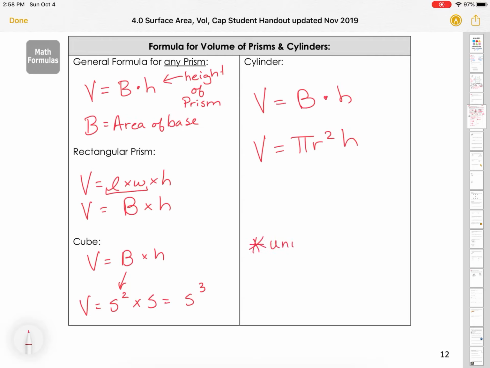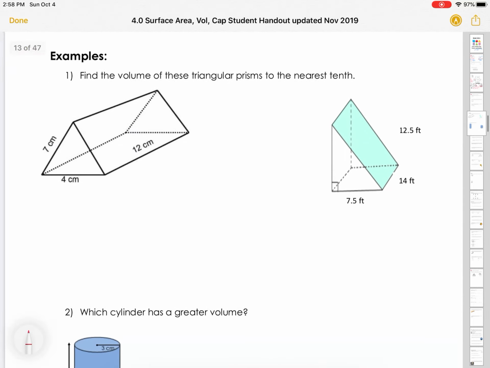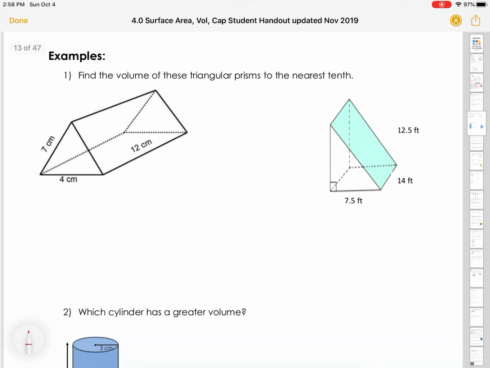Remember, units are cubed. So it'll be meters cubed, centimeters cubed, inches cubed, okay? So don't forget that with volume, we've got cubed units. We're going to do a couple of examples together just to kind of figure that out. So if we take our first prism, our first two prisms there are triangular prisms.